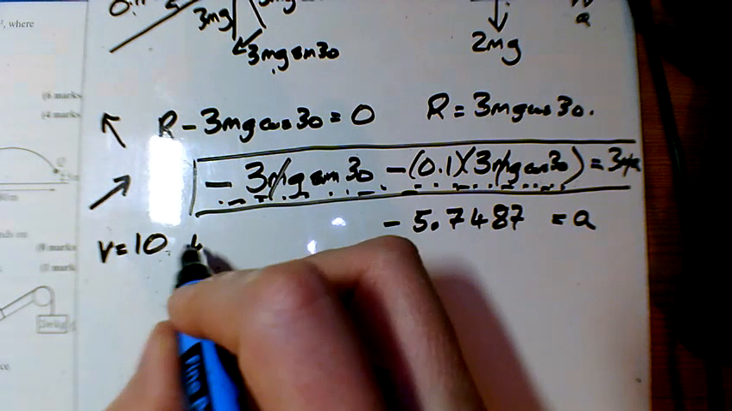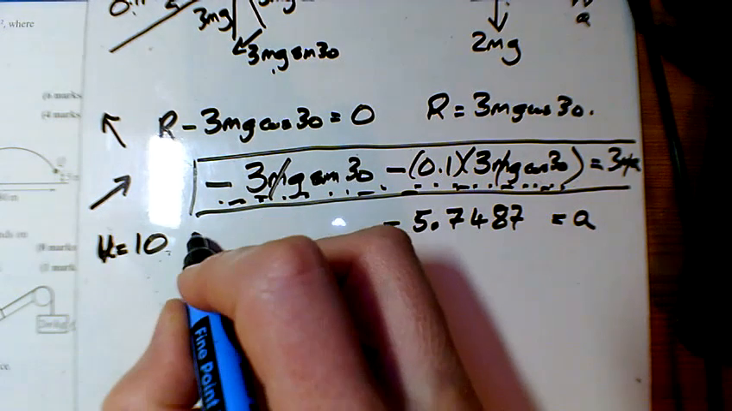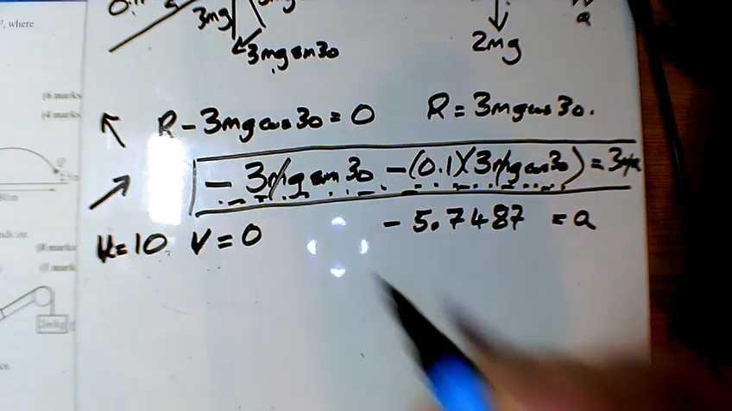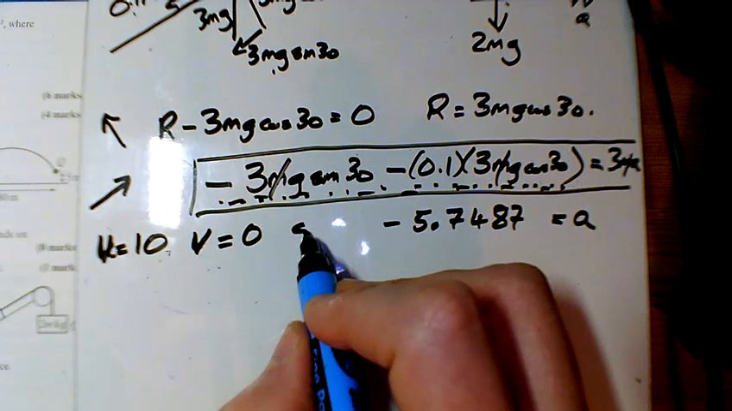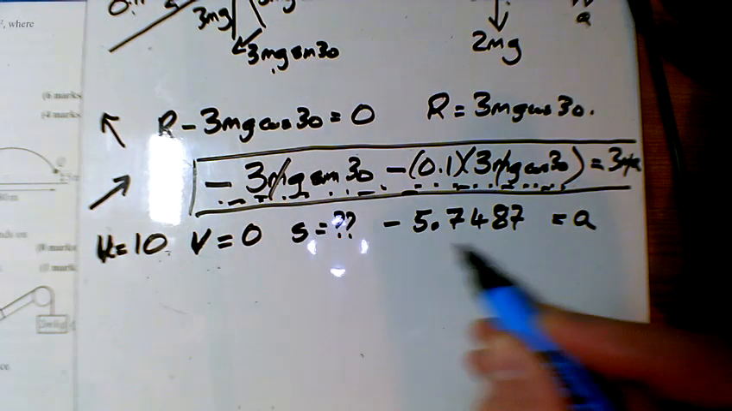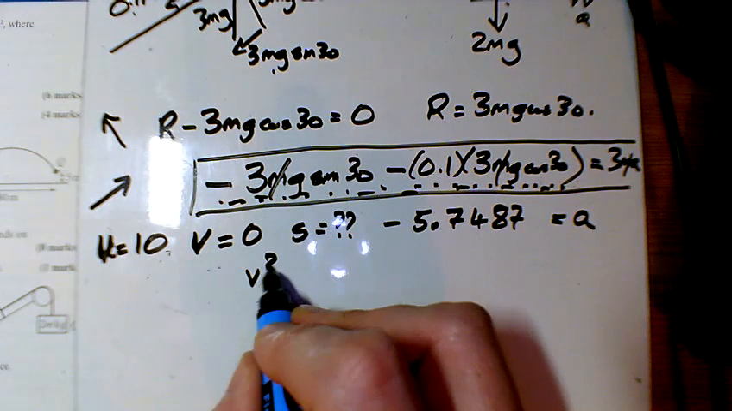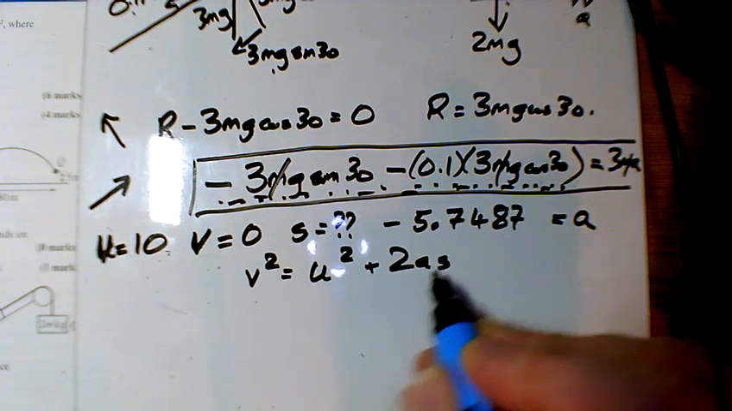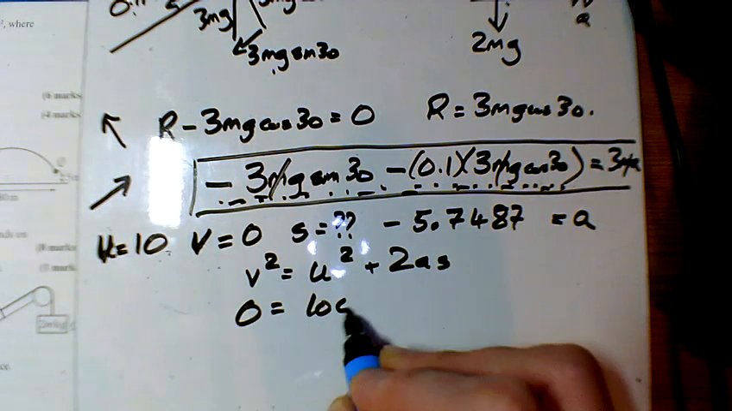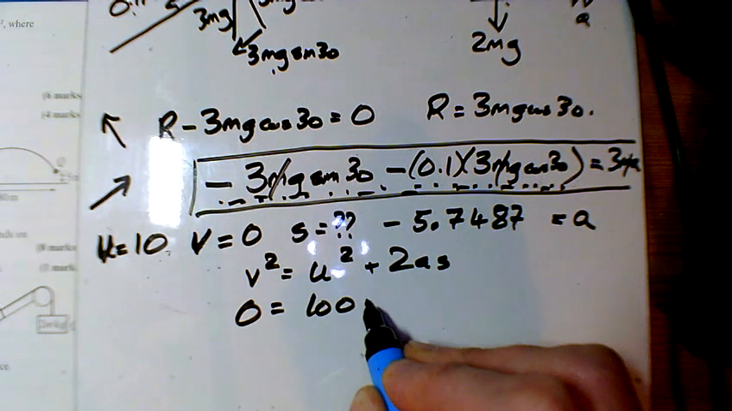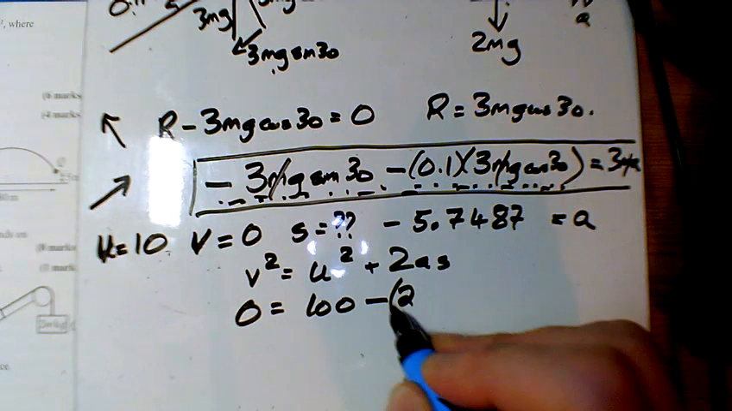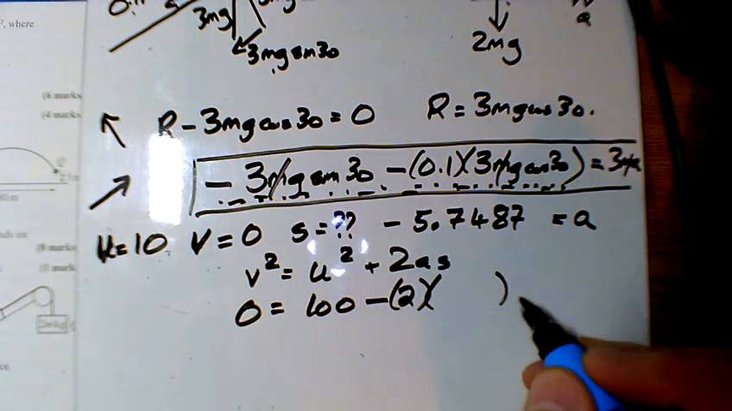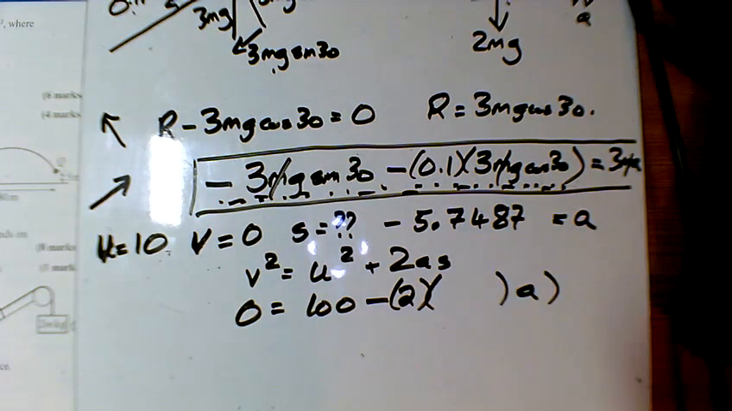We want to know how long till it, that should say u, how long it takes till it stops. So v is 0, and we want to know what s is, and there's that bit there. So if we use v squared equals u squared plus 2as, got 0 equals 100 minus 2 lots of... Now have I got my things and my signs around the right way here? Let's just have a think.